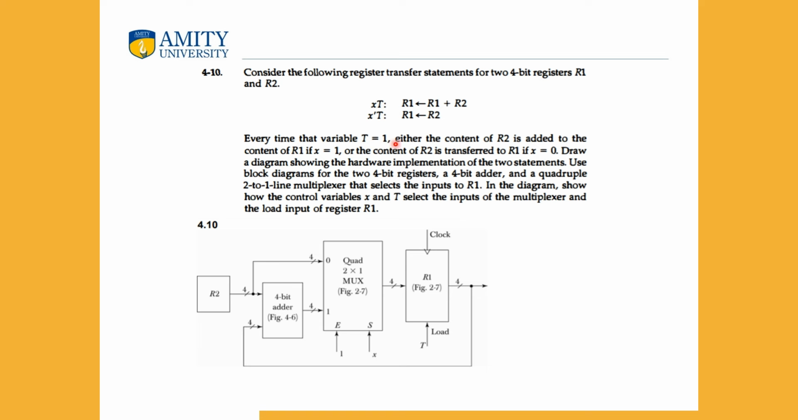every time that variable t is 1, we have R2 added to the quantity of R1 if x is 1. So if x is 1, R2 is added to R1 and saved in R1. While if x is 0, then R2 is transferred to R1, as we understood earlier.